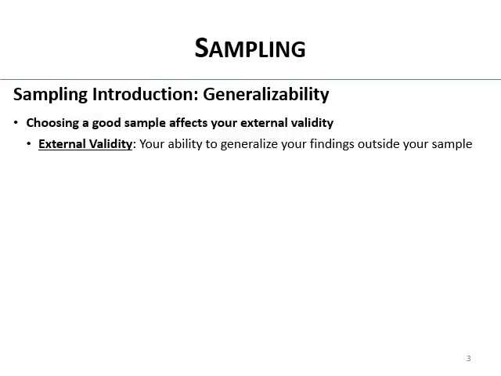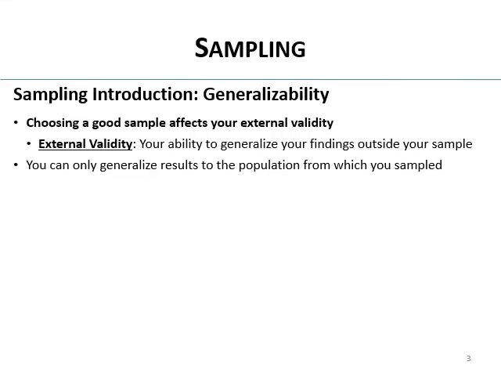A little bit about generalizability is important for sampling. Choosing a good sample affects your external validity, which we talk about later on today. External validity is your ability to generalize your findings outside of your sample, so the extent to which you can generalize your findings to other people, places, times, settings, etc., variations in procedure.